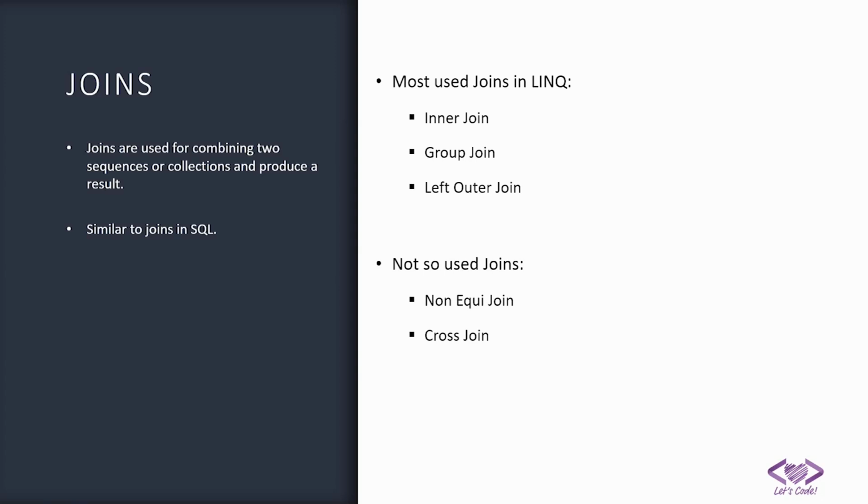There are different types of joins available in LINQ, but the most famous ones are inner join, group join and left outer join. We will be looking at these in detail. There are some other joins which are not that popular, like non-equi join and cross join. We will not be looking into those in this video.